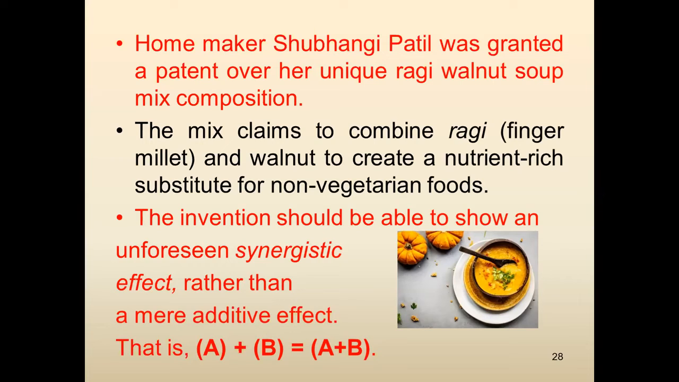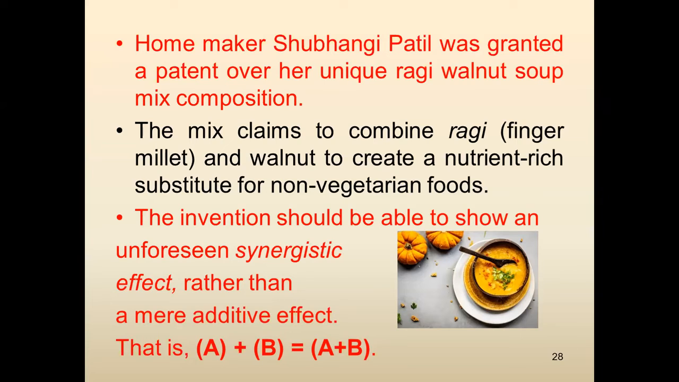What this section says is that we don't have any problem in giving you a soup, but ragi has got some effect. Walnut has got some effect. Say the effect of ragi is A and the effect of walnut is B. Now you have combined ragi and walnut and you have come out with a soup. Is this soup giving me any effect that is greater than the combination of ragi and walnut?